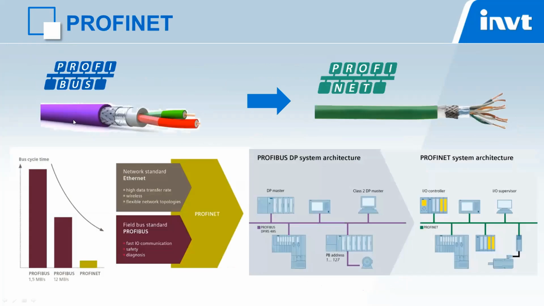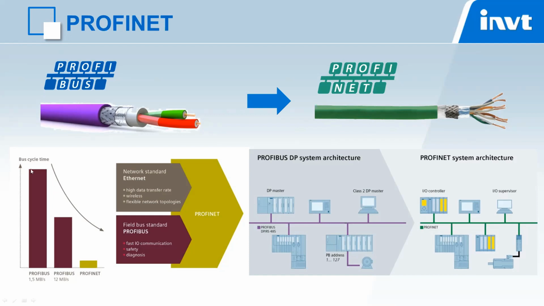This color, we can see, is the Profibus cable. Before, when we used a Siemens PLC for Profibus communication, we must buy a special cable for Profibus communication. This price is very high. For Profinet, now we can use a standard network cable. Can use the C85, C85E, or the C86.